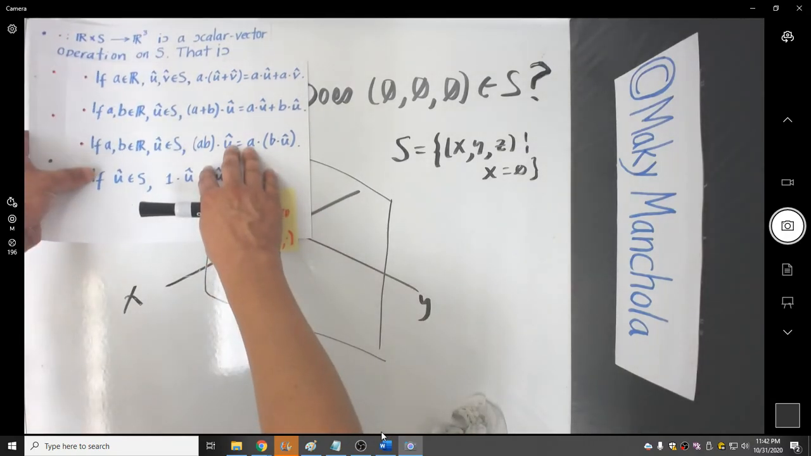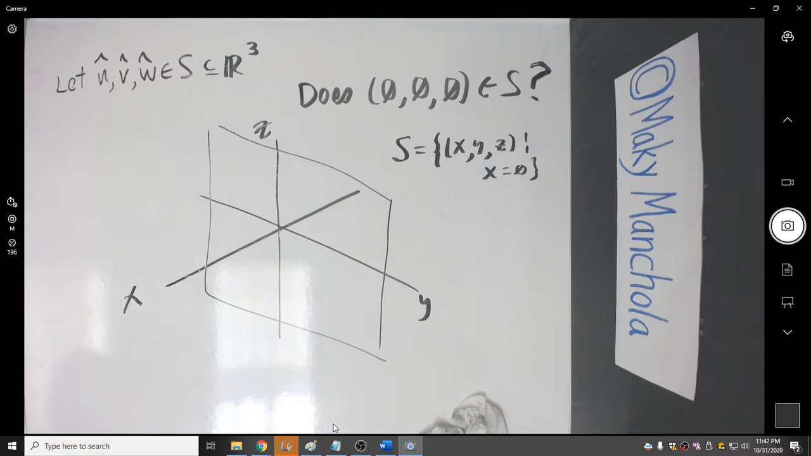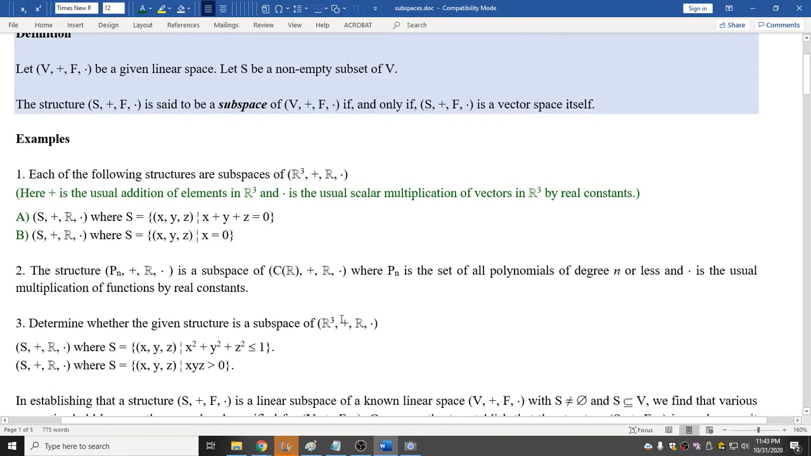Okay, let's look at another example. The structure consisting of Pn, plus, R, dot. Here Pn is the set of all polynomials of degree n or less, plus is the usual addition of functions, and dot is the usual scalar multiplication of constants by functions. Now that structure is a subspace of the space of continuous functions on the set of real numbers.